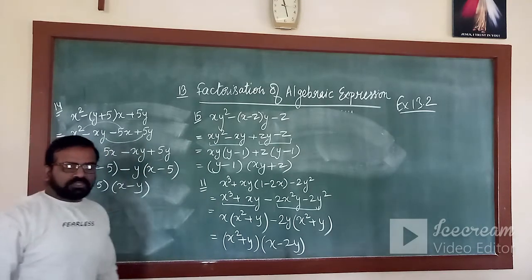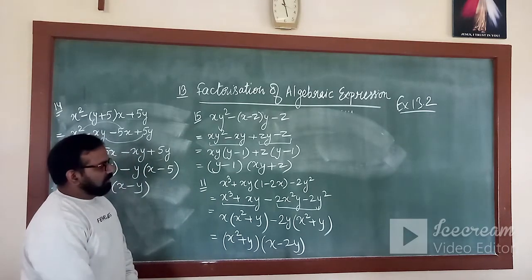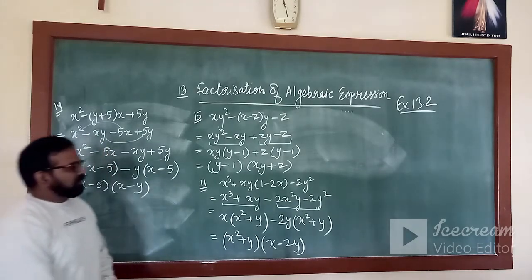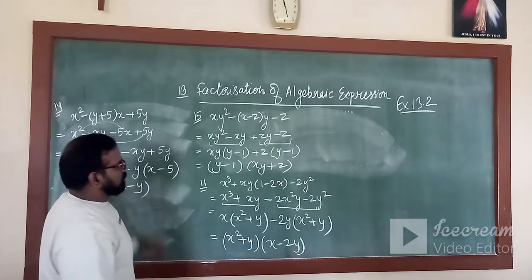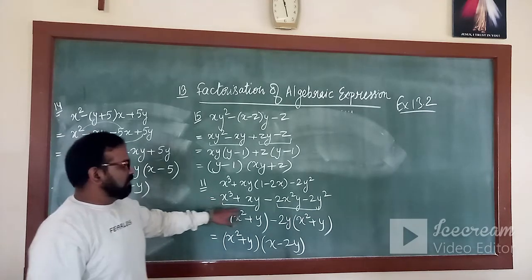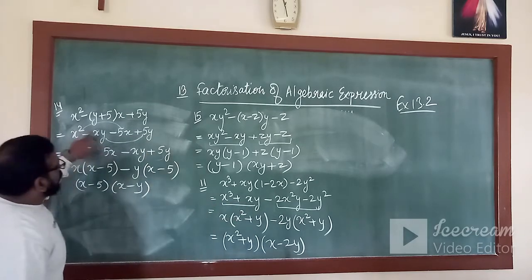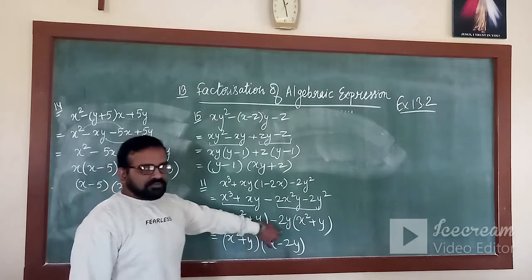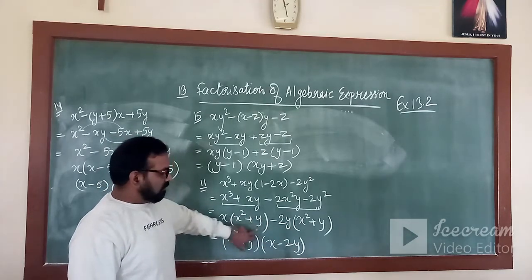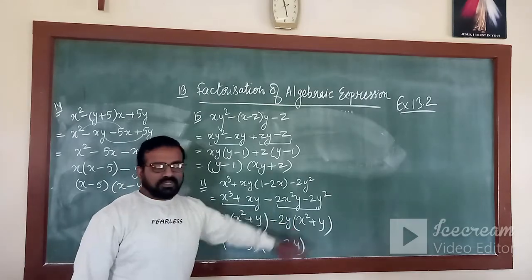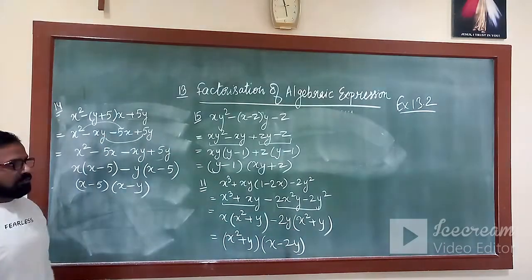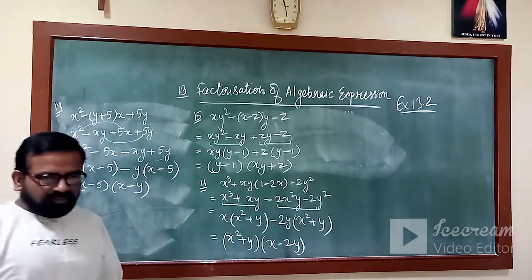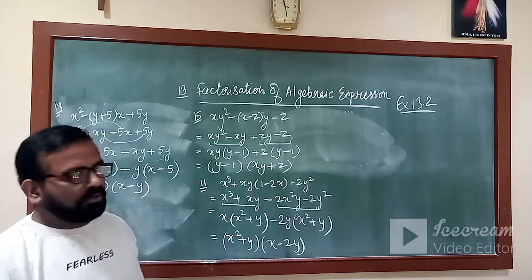So in all the questions we have seen, we have to form the groups because we are not able to take out anything common from the individual terms. Then after forming the group, either you can make it from the consecutive terms, or you can shuffle. Then you have to again take out something common from the respective groups so that you will get a common term in both the individual terms. So this is the end of this exercise 13.2. Next we will see how to use a few identities to solve the questions.